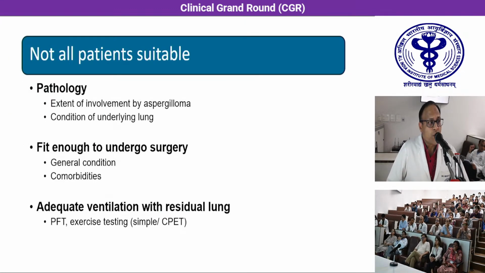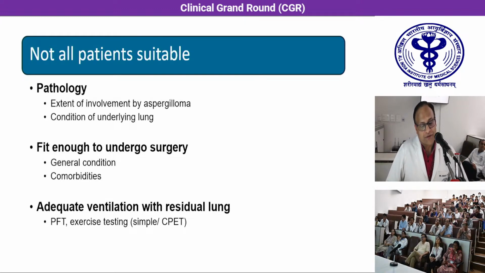And this extent of resection depends on the underlying pathology. So what's the extent of involvement by aspergilloma and what is the condition of the underlying lung? Not all the patients are suitable for this. The patient will be fit enough to undergo surgery. So we have this assessment by having a global assessment of general condition and whether they have any comorbidities and whether they are optimized or not.